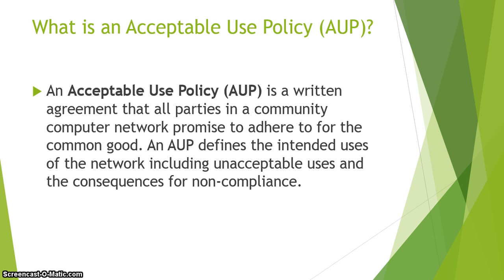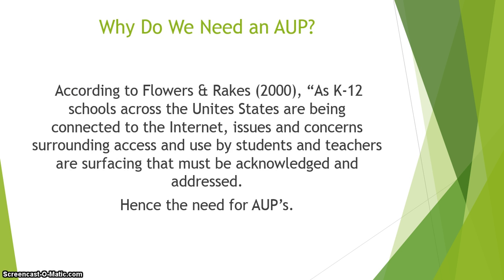An acceptable use policy is a written agreement that all parties, in our case the school district and or schools, promise to adhere to for the common good. An AUP defines the intended uses of the network, including acceptable uses and the consequences for non-compliance.